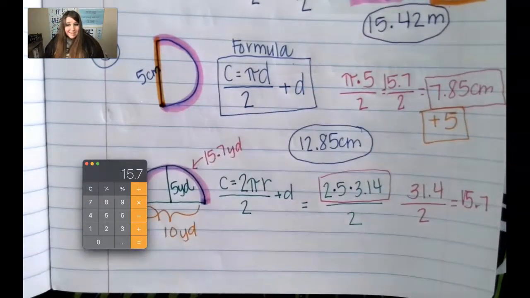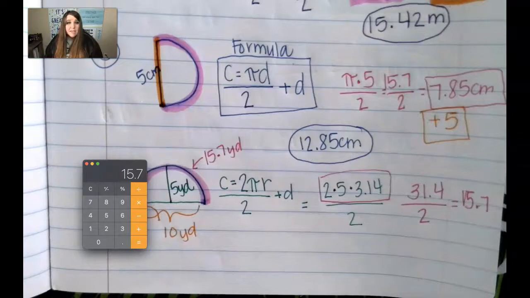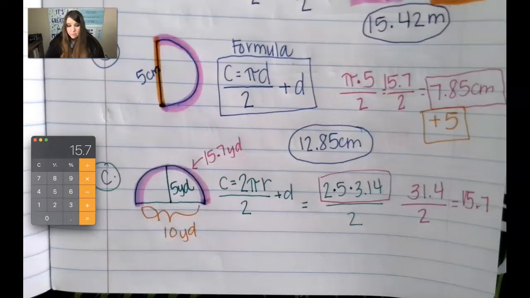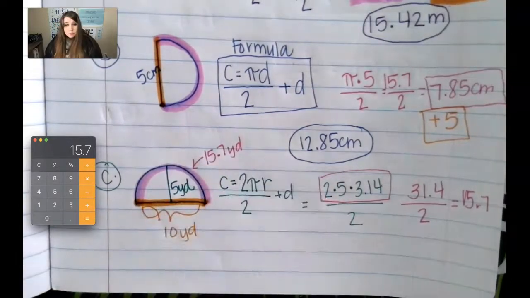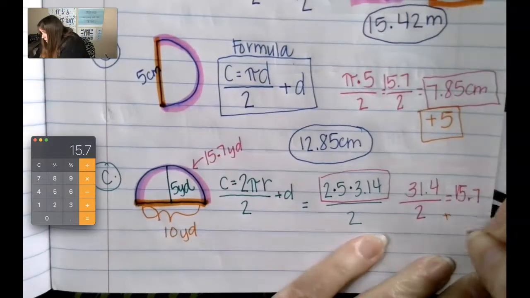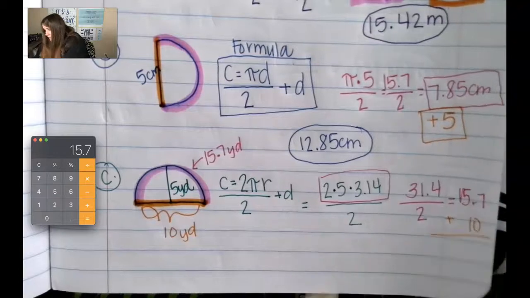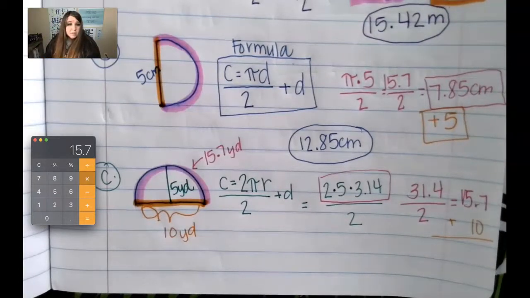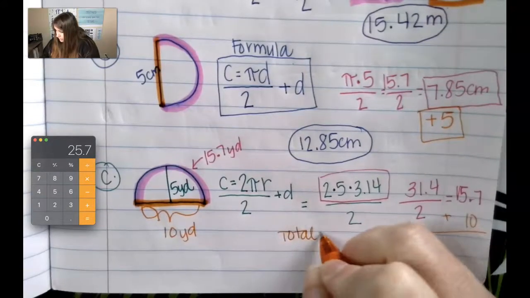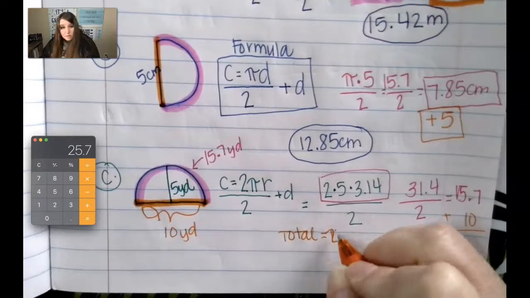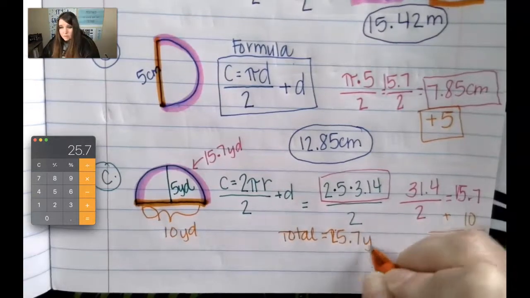But I still have my 10 yards, right? I still have 10 yards to walk. So I'm going to take my orange, start at 1, and I need to add on 10. So I've got my pink plus my orange, and that gives me 15.7 plus 10, which is 25.7. So total yards is 25.7 yards.